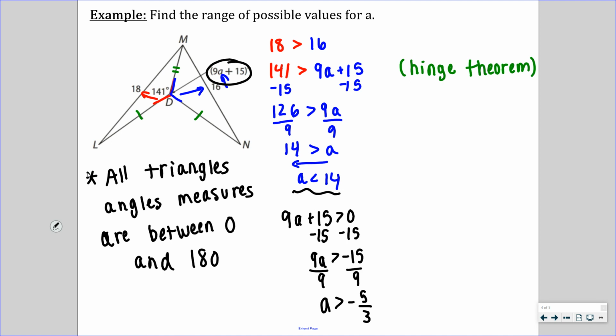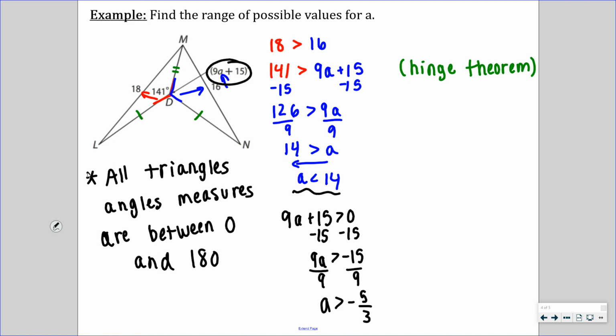And if it was -5/3, 9 times -5/3 is -15 plus 15. That'd give me 0. And we could have a 0.0001 degree angle. We could. It'd be really, really tiny, really, really cute. But we could. It just has to be greater than 0.